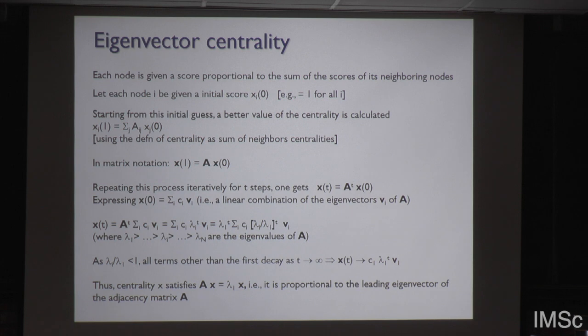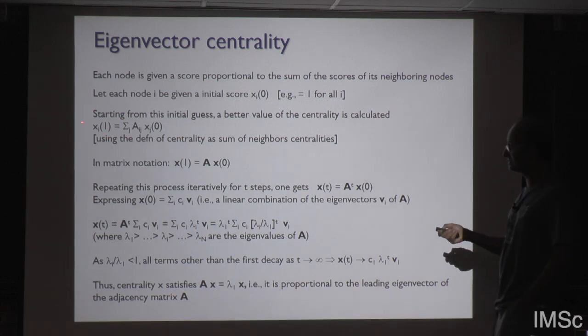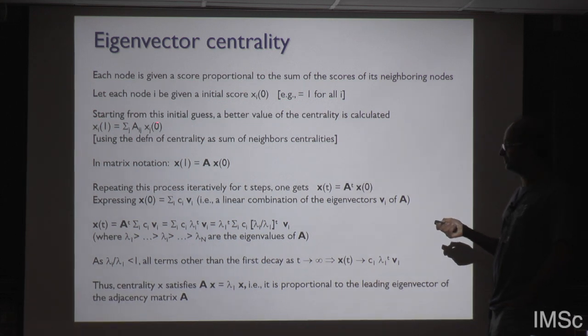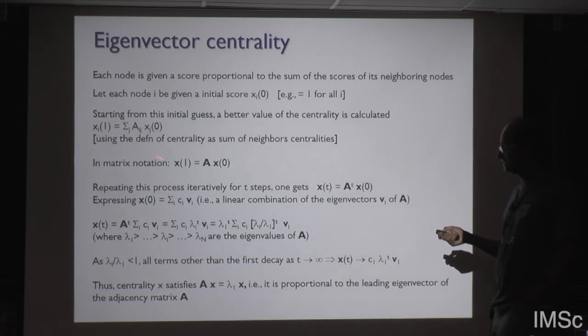And now you say that, okay, this was my initial guess, now I will give a better measure of this by essentially replacing the importance of the ith node at the next iteration by summing over the scores of all the other nodes which are connected to it. So how do you do that?